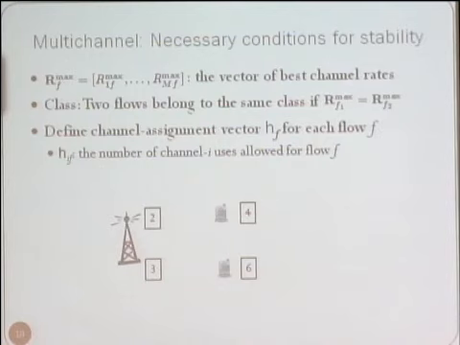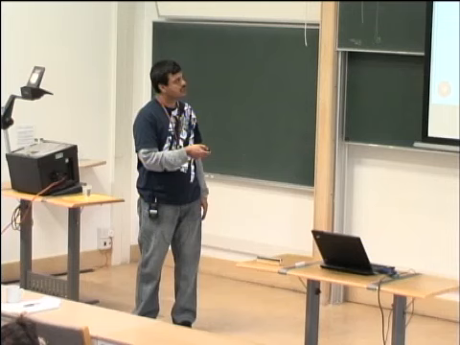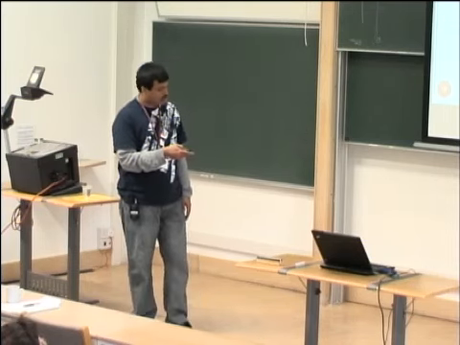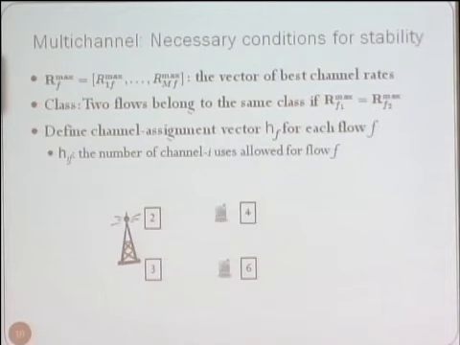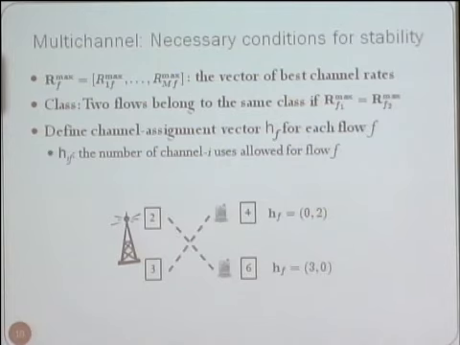Okay. So what I'm going to do is, when a user arrives, we are going to decide how many channel uses we are going to allow that user on each channel. Okay. So I'm going to say h_if is the number of channel uses that flow f is allowed on channel i. Okay. And so this h is a vector. Suppose I say that this user is going to be scheduled on this channel. That means it's going to be given 2 uses on this channel and no uses on this channel. So for this user, for example, it's 0, 2. Similarly, if you schedule the other way, it's 3, 0.